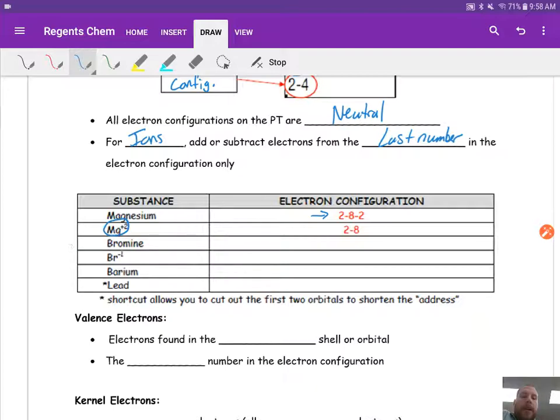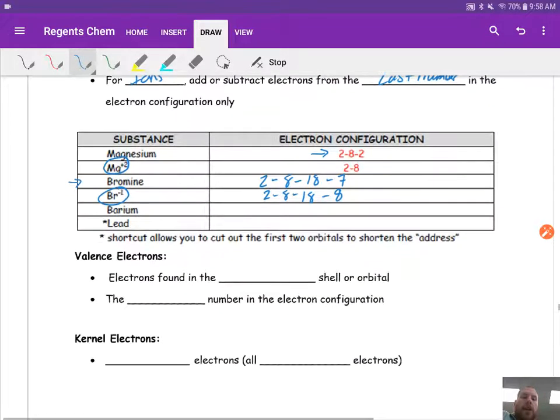So bromine, all right, look up bromine. What's its configuration on the periodic table? You should find that it's 2-8-18-7. Now think about the bromine ion. It's a -1, so minus means that we add one more electron. So when we write its configuration out, it's going to be very similar to what we had before, but now it gained one electron to that last number, and it becomes 2-8-18-8.